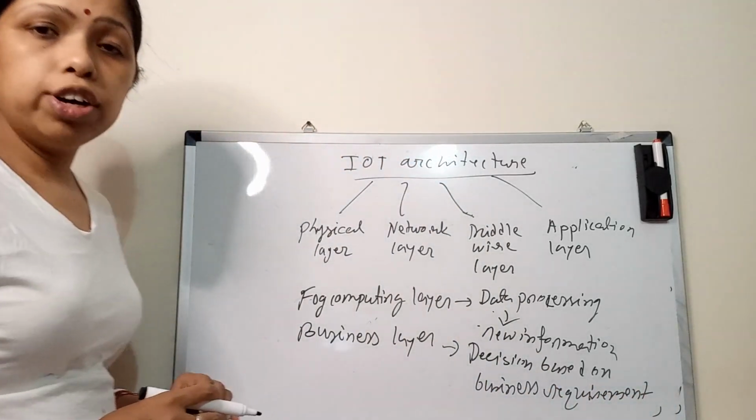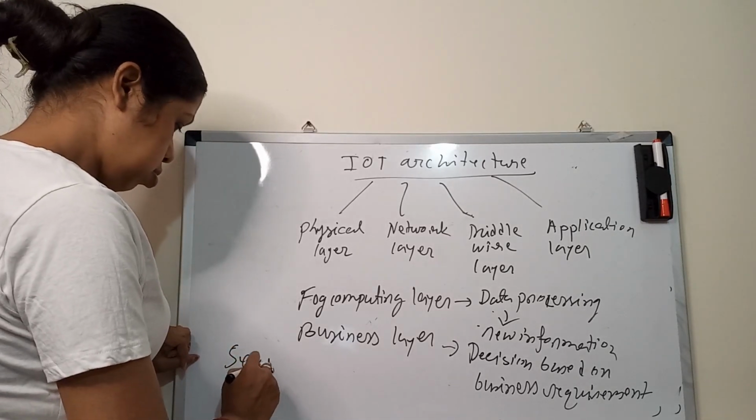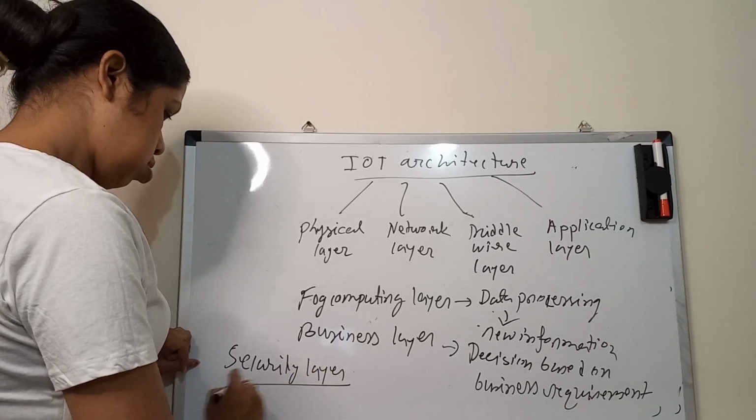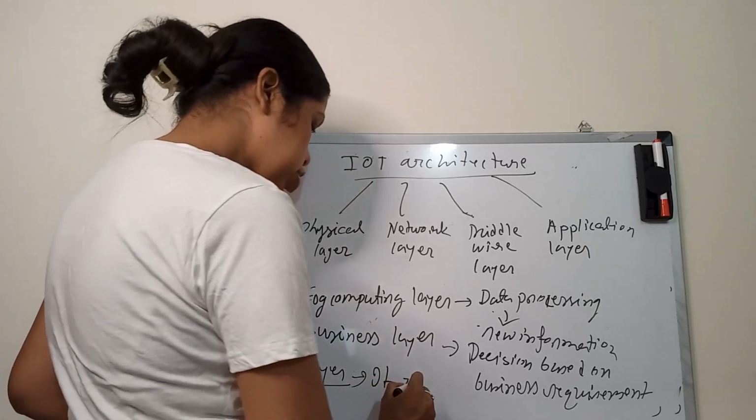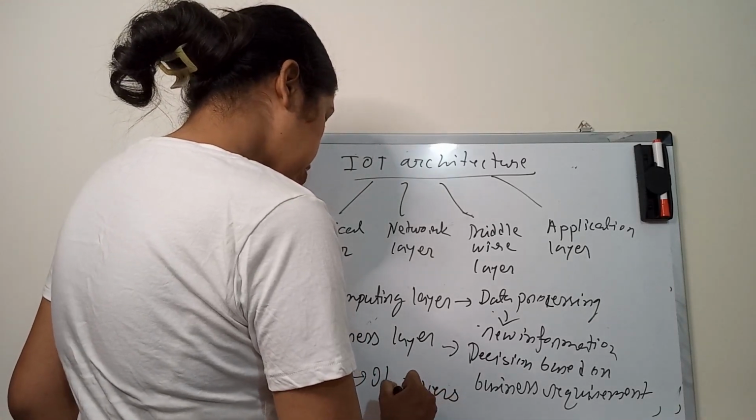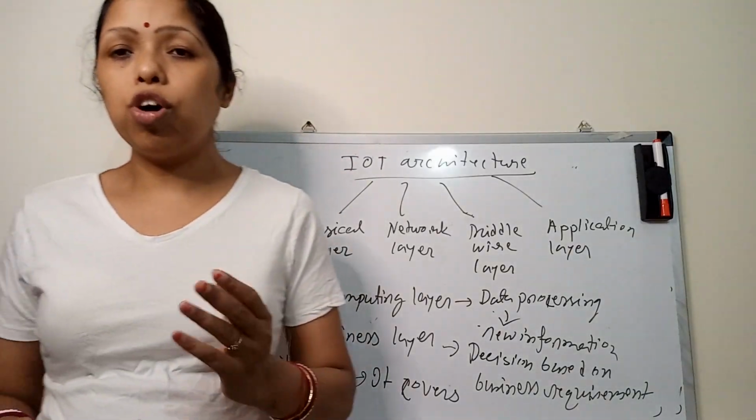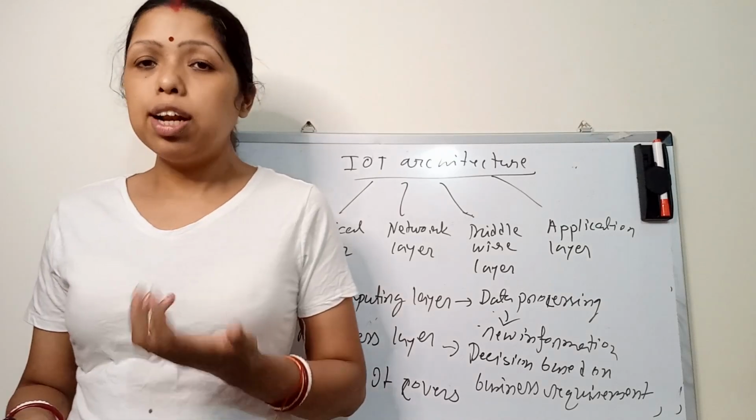The third one is the security layer. That means it covers or secures all the devices. That is the security layer.